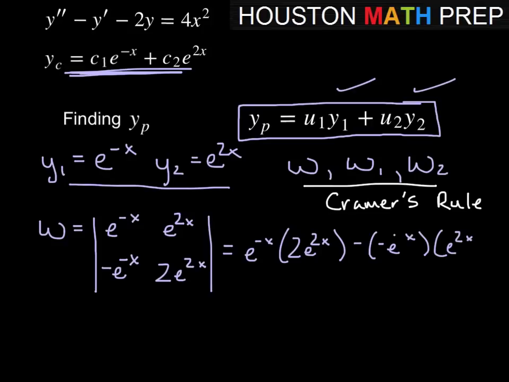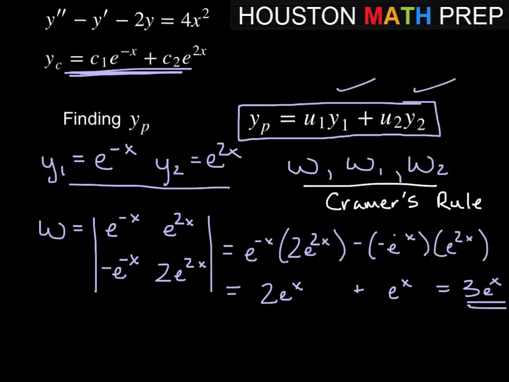So if you're not familiar with the Wronskian or determinants, now's the time to go check that out before you go any further. And then that will give us 2e to the x plus, and then that will give us e to the x. So W, it looks like, is going to give us 3e to the x there for W. So we've got that answer there.